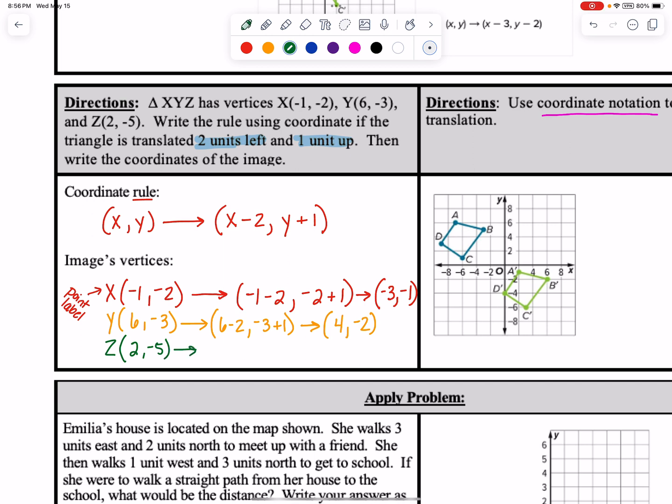Let's go ahead and plug in the rule. The rule is x - 2, so 2 - 2, comma, and let's look at the y now. It's -5 + 1. What's the new ordered pair? The new ordered pair would be 0, comma, -4. Okay, and so without having to graph it, we can just see what the new coordinates are of the new image.